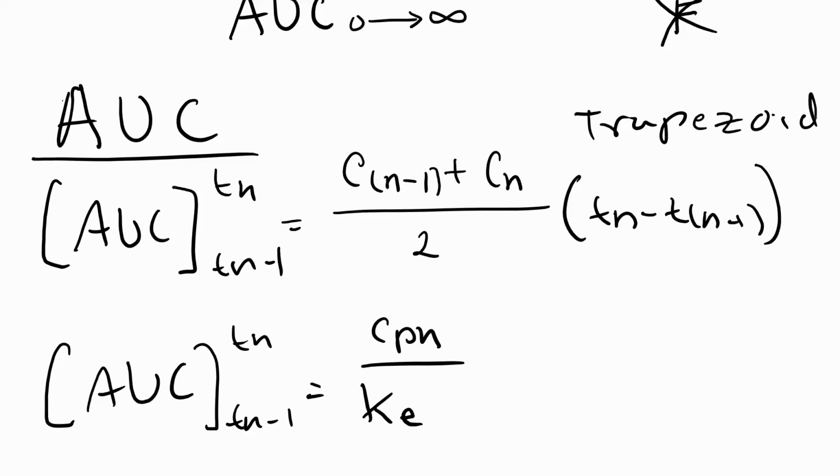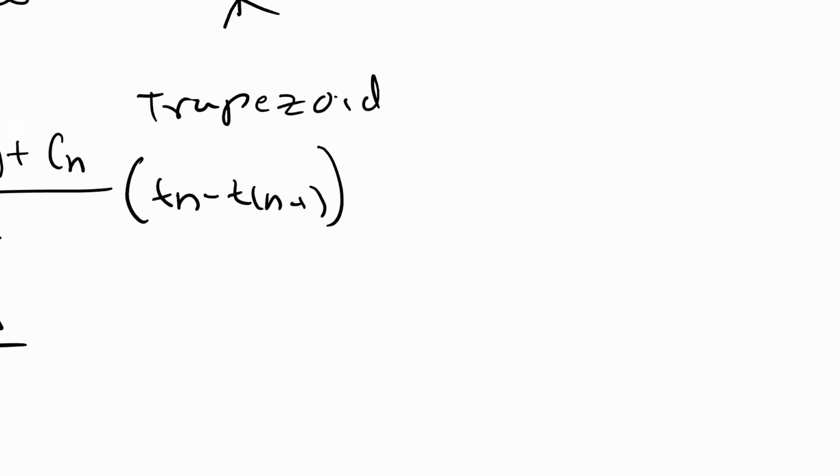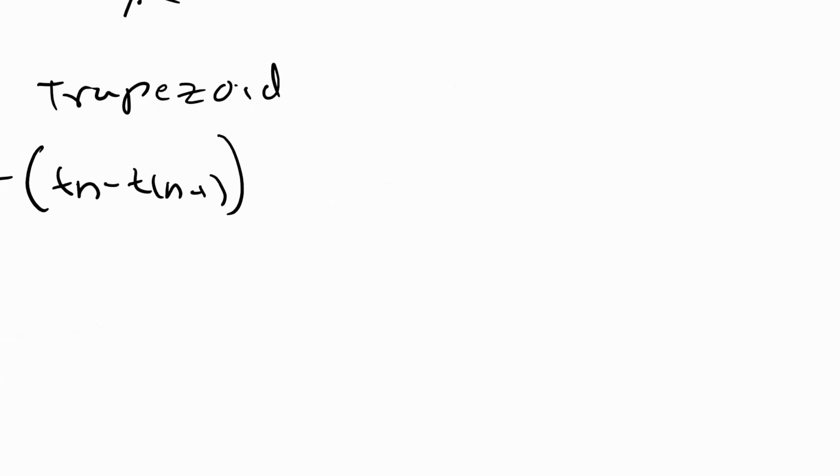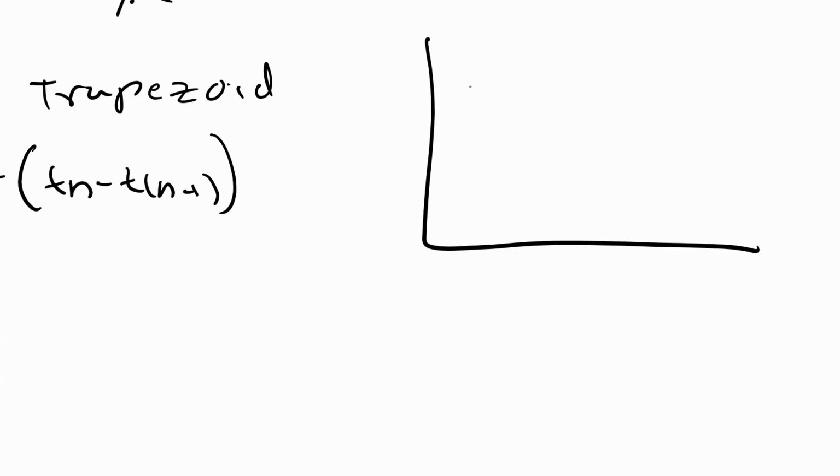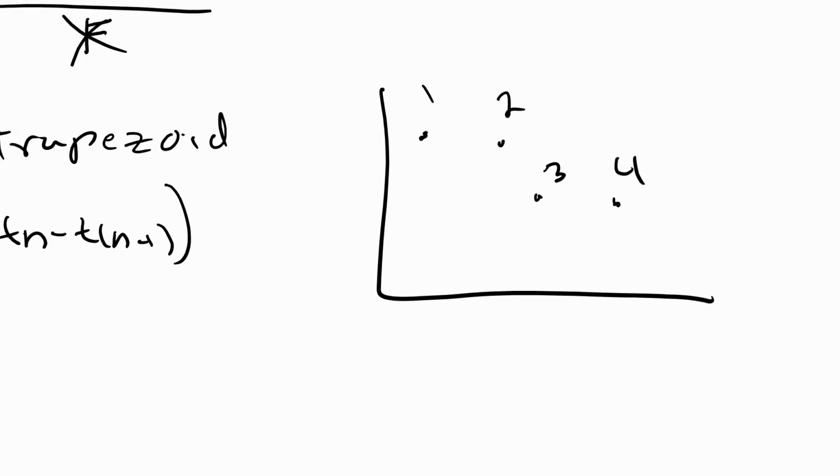T-R-A-P-E-Z-O-I-D. It's the trapezoid method. So what that means is that you have a graph, and you have points here, here, here, and here. The trapezoid method is one of the most accurate ways to measure the area under the curve, because you're incorporating the points within your calculations. Let's say this is point 1, and this is point 2, 3, 4. You're incorporating each point into your calculation of area under the curve.